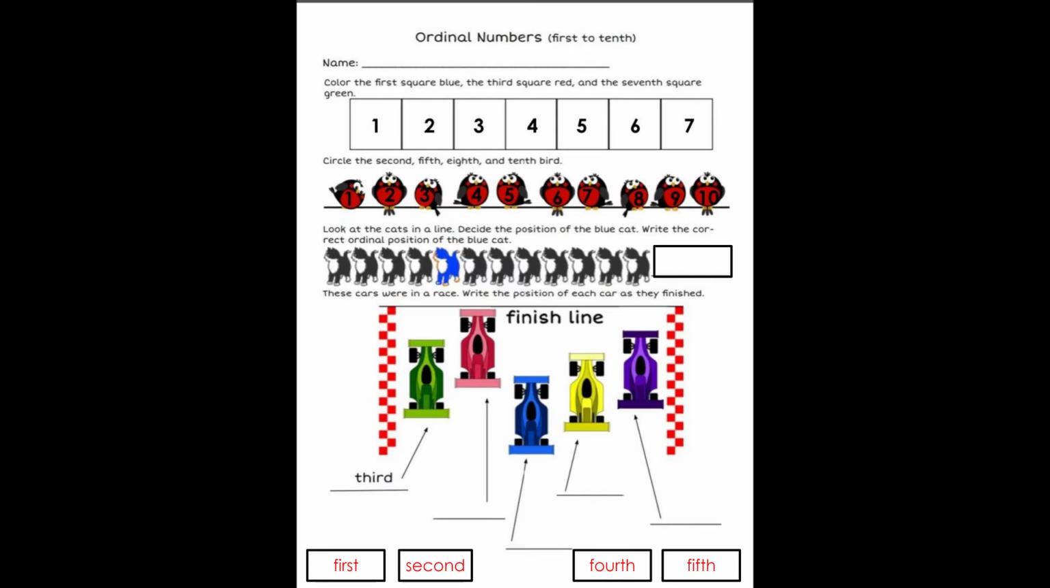And then it says, look at the cats in a line. Decide the position of the blue cat. Write the correct ordinal position of the blue cat. So when you're looking at the blue cats, you should be counting them, not 1, 2, 3, 4, 5. You should be counting them: first, second, third, fourth, fifth, sixth, seventh, eighth, ninth, 10th, 11th, and 12th.